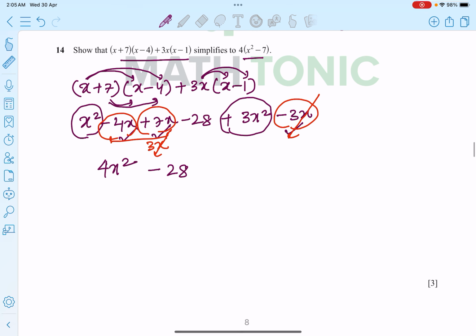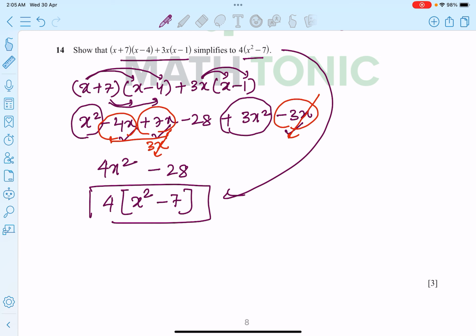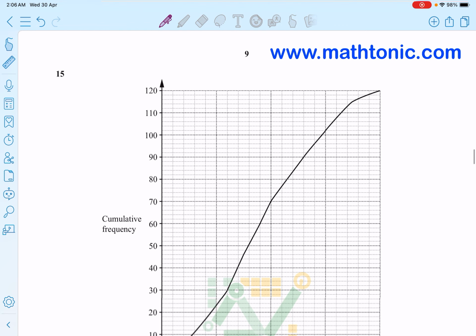So very simple. What common factor can I take from these two terms? 4. So it will be 4 times x squared minus 7. So this is the answer, or this is what we have to show. Check this, because 4 times x squared is 4x squared and 4 times 7 is 28. Got it? Question number 15.